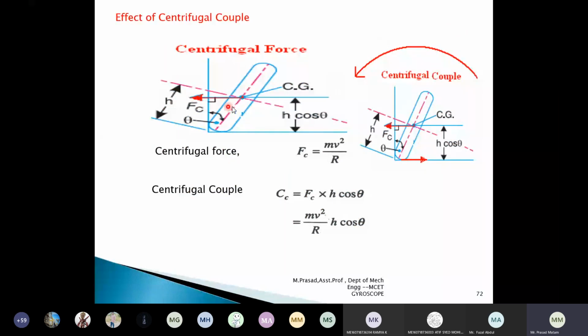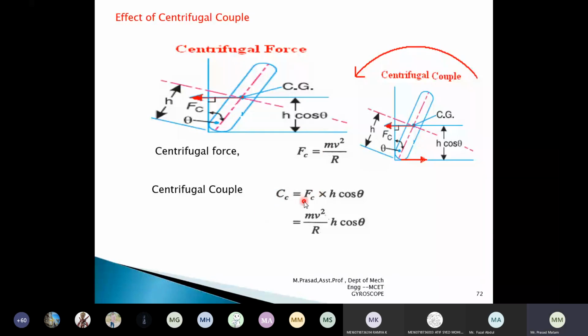You see this is the centrifugal force which is acting here. Due to the centrifugal force you are getting the centrifugal couple. The centrifugal couple will come in the direction of the centrifugal force only. The centrifugal force is moving towards the left hand side. Therefore, the centrifugal couple also comes towards the left hand side. How to find the centrifugal couple? We know that couple is nothing but force into distance.